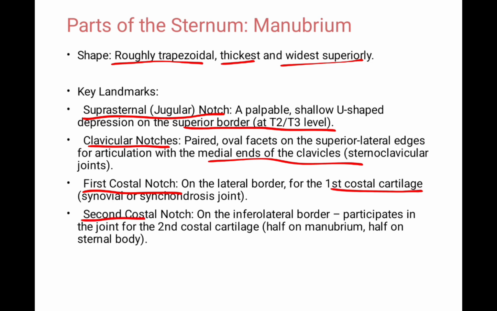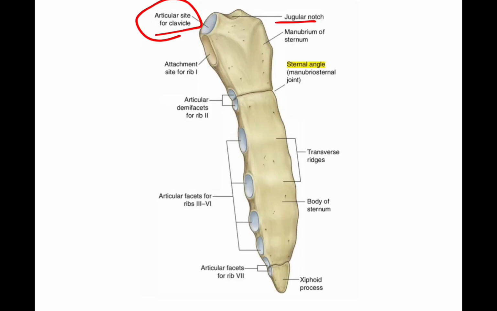And we also have a second costal notch on the inferolateral border, and it participates in the joint of the second costal cartilage, though it is half on the manubrium and half on the sternal body. If you look at this image, you see that this is for the second, this is for the first. The one for the first is on the manubrium. The one for the second is half from the manubrium and half from the body.